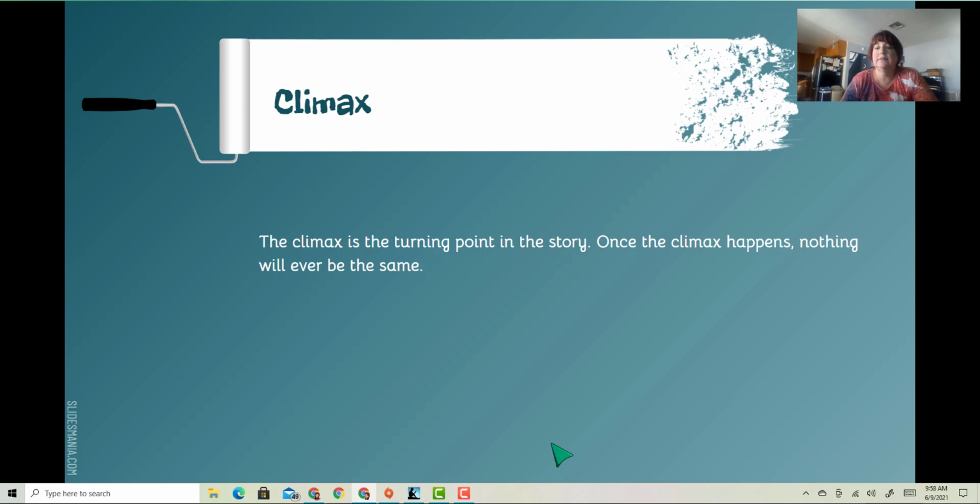The climax is the turning point in the story. Once the climax happens, nothing will ever be the same. So in Cinderella, this is the moment where she is at the ball and the clock strikes 12 and she must leave, and she accidentally leaves her slipper behind and the prince vows to find her. The story cannot be the same after this moment. We know that we will try to figure out who owns that slipper.